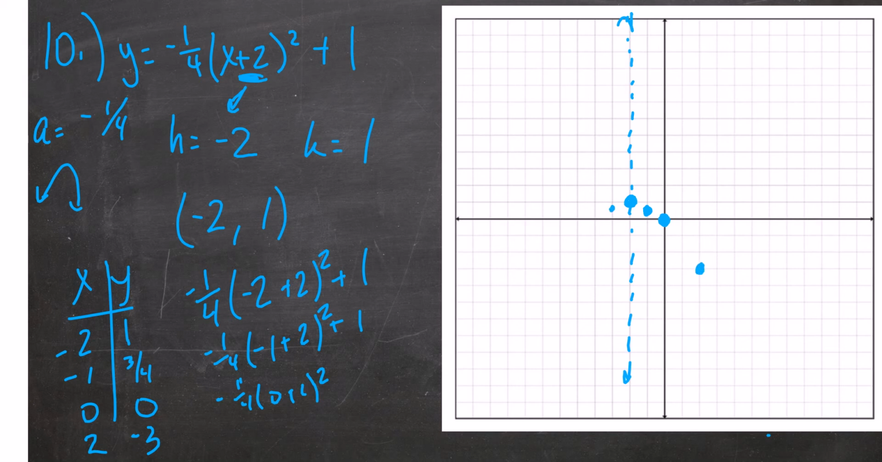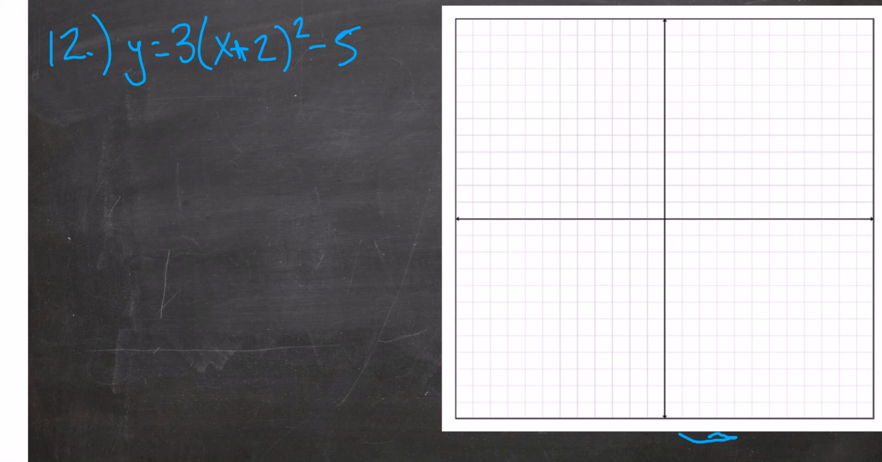I'm going to reflect them. Reflect them. 1, 2, 3, 4 blocks away. 1, 2, 3, 4 blocks away. And I know it's going to be a U. Put my arrows on the end. And there we go. That's it for 10.